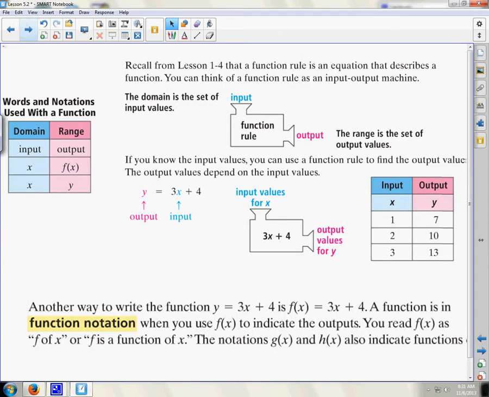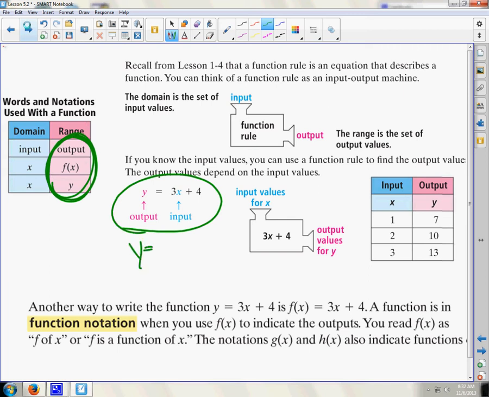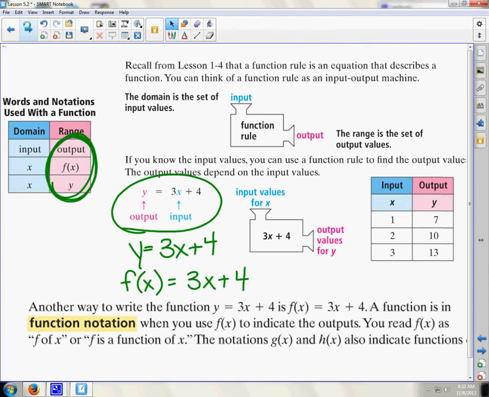Now, recall from lesson 1.4 that a function rule is an equation that describes a function. What they want you to glean from this is that a function can have a different beginning. It's not always going to look like y equals 3x plus 4. It might look like f of x equals 3x plus 4. These mean the exact same thing.